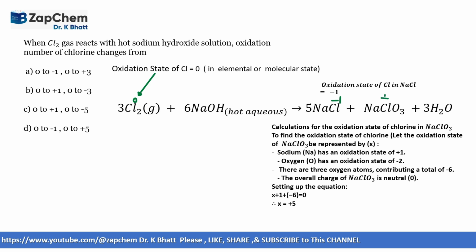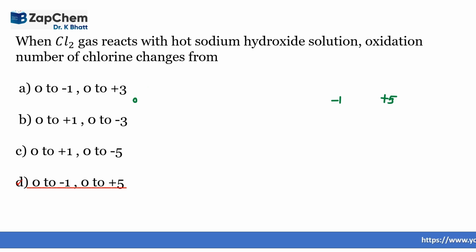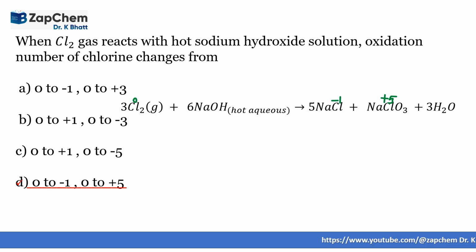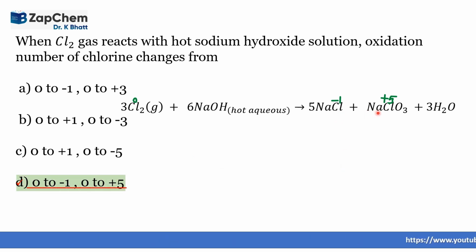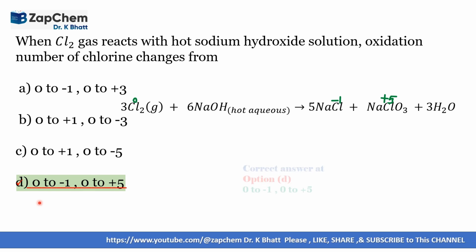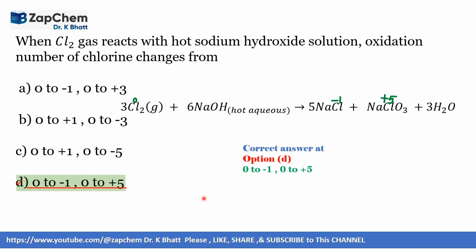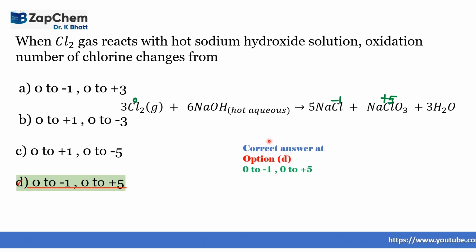Now, therefore, we can very easily make out what will be the correct answer. We find that chlorine in the zero elemental state has changed to two different oxidation states, -1 and +5. Therefore, this refers to the correct option D, and naturally, this is our correct option.